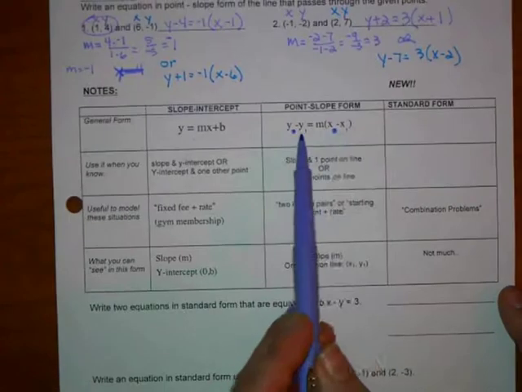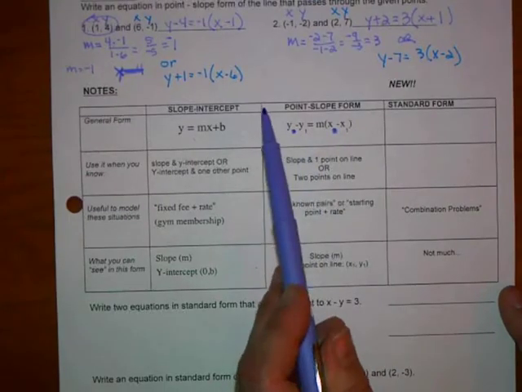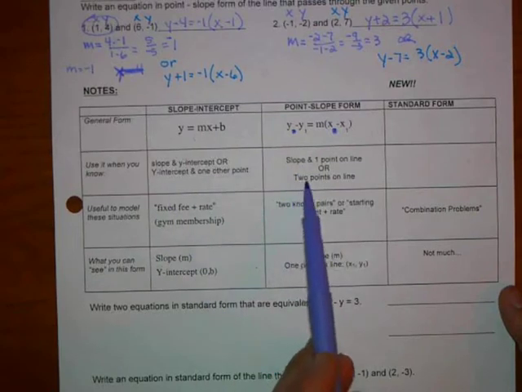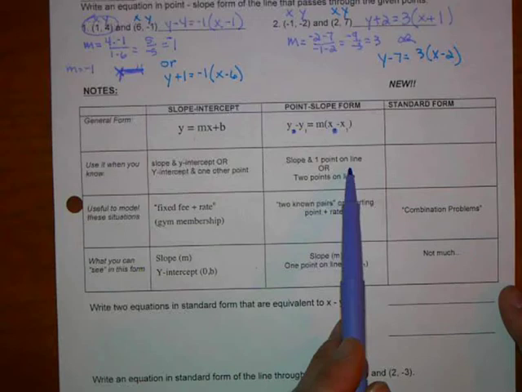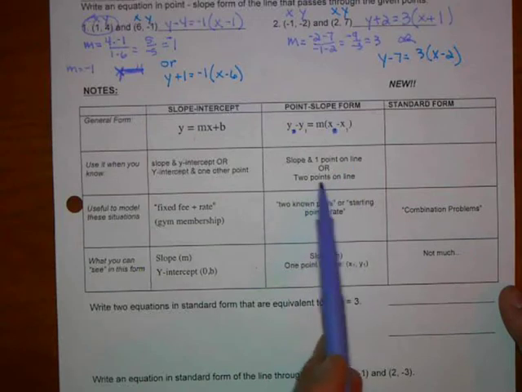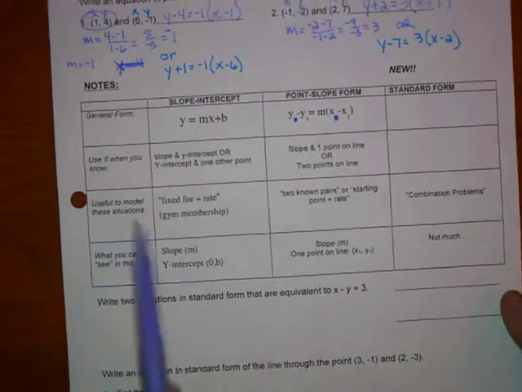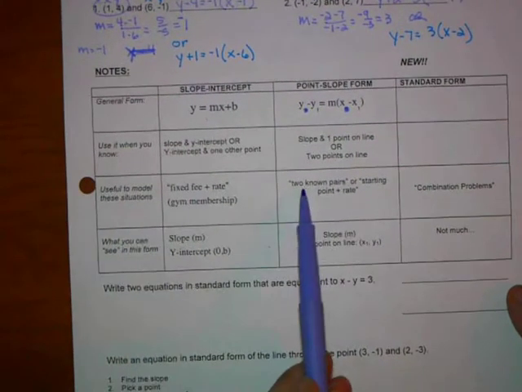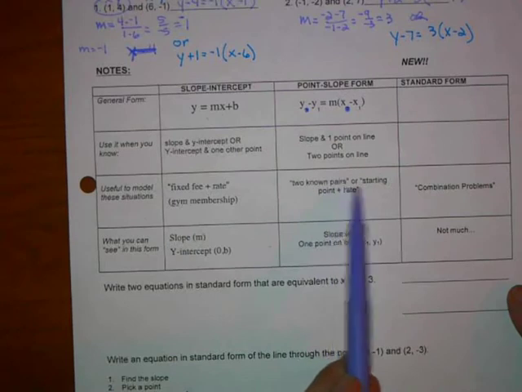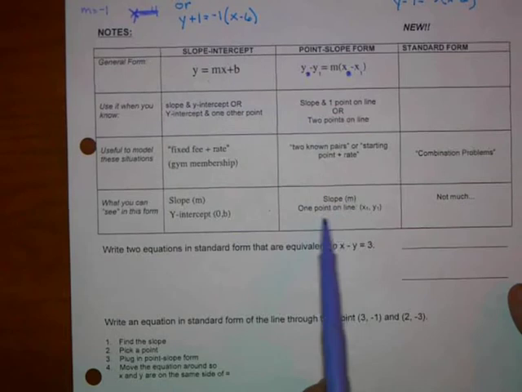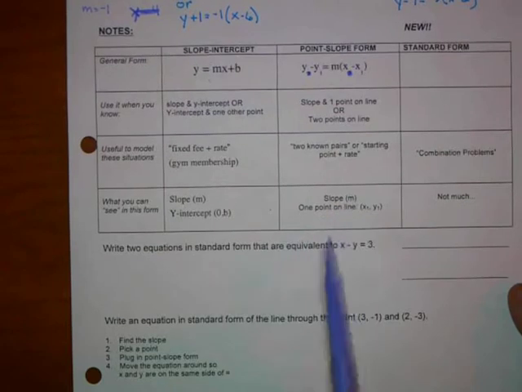Okay, the next form we did was point-slope, which you just used up here. You use it when you know the slope and 1 point on the line, or 2 points on the line. If you have 2 points, you can always find the slope and then pick 1 point. It's useful to model these situations when you have 2 known pairs or a starting point and a rate, like you did in 5.3. What you can see in this form is you can pick out the slope and you can pull out a point on the line.